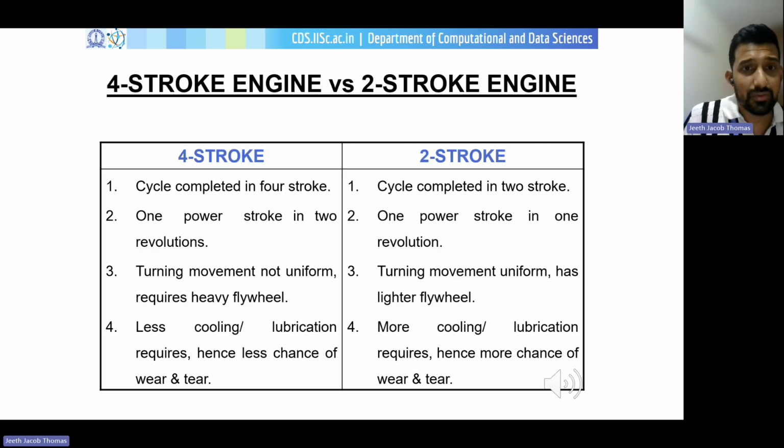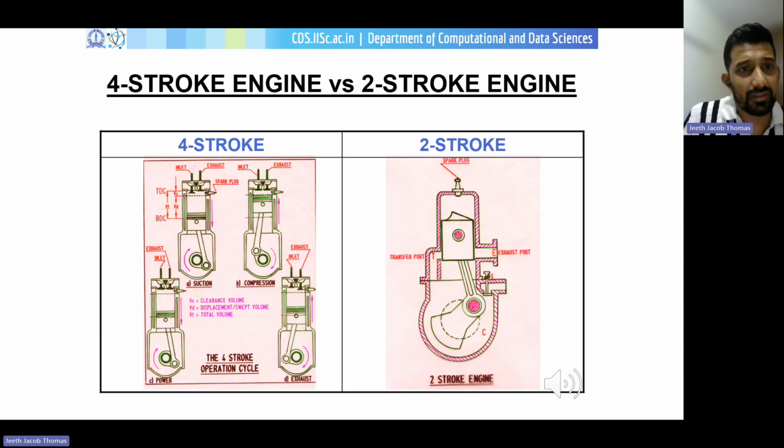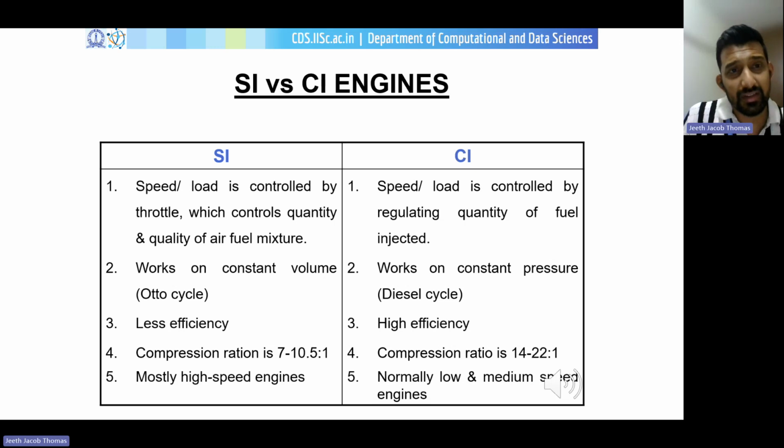We also know about four-stroke and two-stroke engines. Primarily, the difference is that the cycle is completed in two strokes in a two-stroke engine and in four strokes in a four-stroke engine. You can see the differences on the slide. We have spark ignition and compression ignition. Spark ignition is your petrol engine where you have a spark plug. Compression ignition is your diesel engine where the mixture catches fire by virtue of the high pressure.